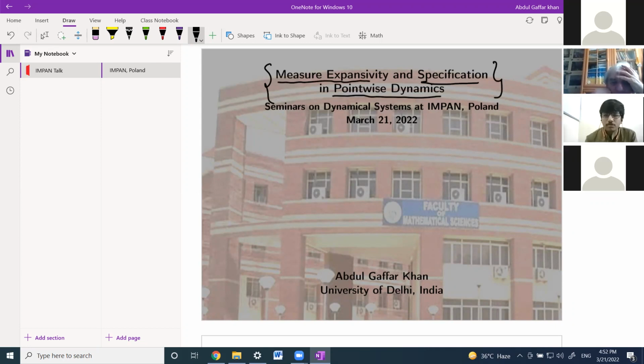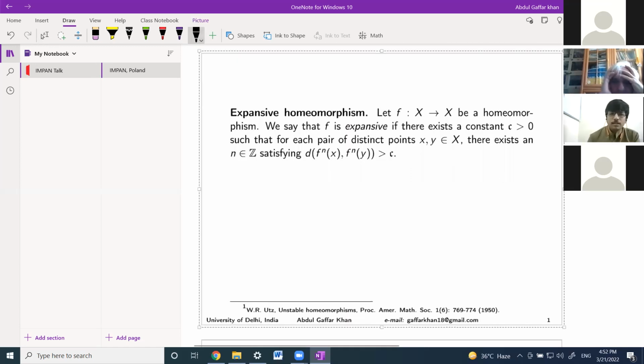pointwise dynamics. This work has been published in Bulletin of the Brazilian Mathematical Society and has been jointly written with Pramod Das and Tarun Das during my PhD tenure at the Department of Mathematics of University of Delhi. Before we jump to the theory of pointwise dynamics, let me recall one of the basic notions that laid the foundation of pointwise dynamics, known as expansive homeomorphisms.